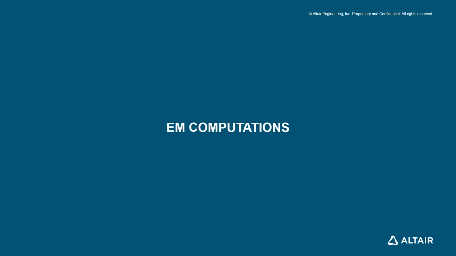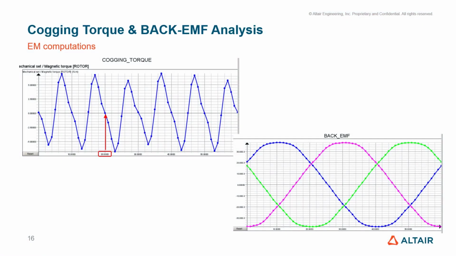All the computations are carried out by a second macro that is automatically loaded in the model, as we've seen, except for the short circuit test that necessarily has to be loaded manually. In this scenario, no current is flowing through the stator coils, while the rotor turns at constant speed. As output, we have the Cogging torque and the BACK-EMF shape.